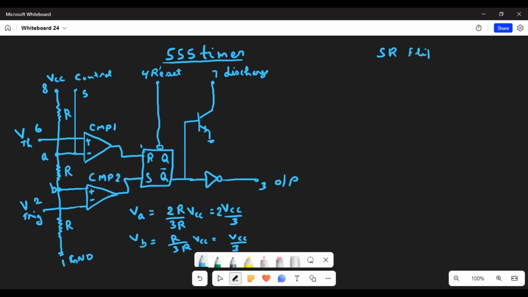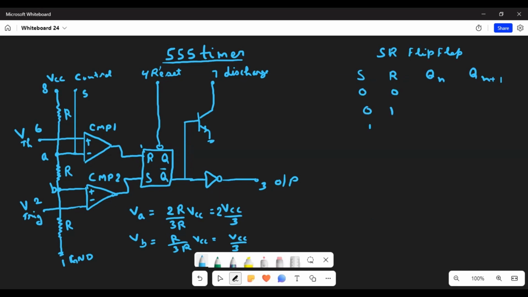Now let's see the SR flip-flop and how its inputs will change the output. One input is S, which comes from comparator 2, and the other input is R, coming from comparator 1. Qn plus 1 is the current state, and Qn is the previous state.